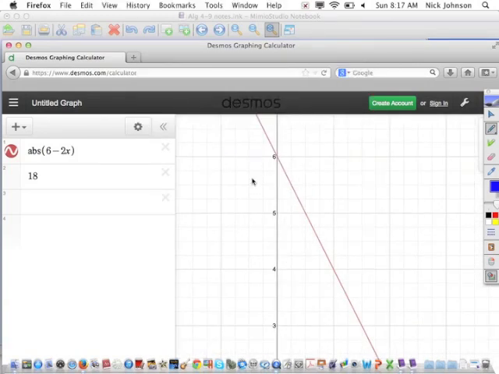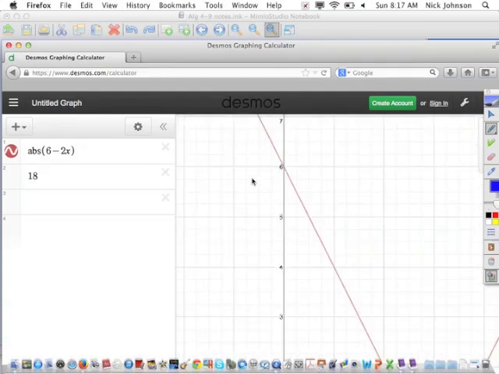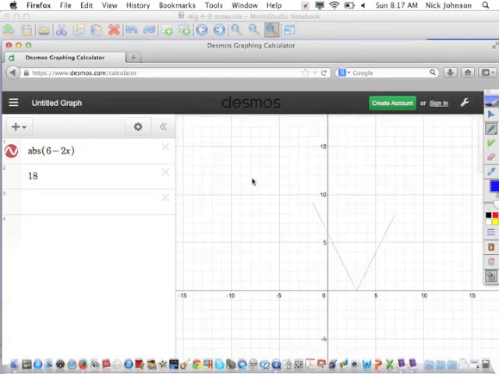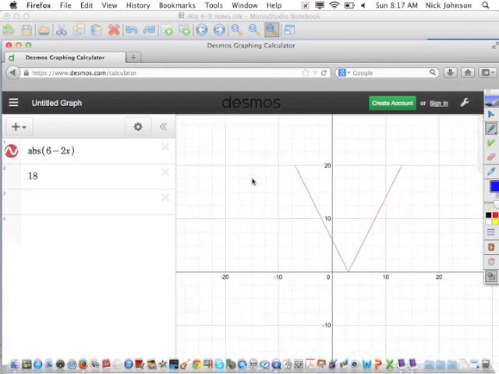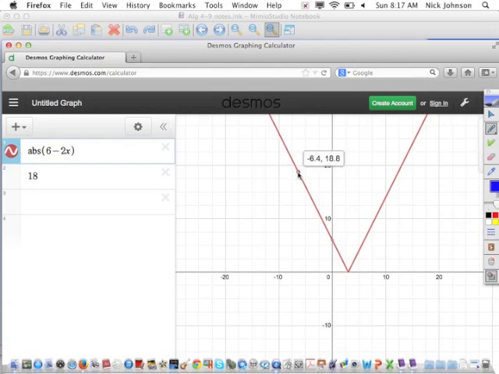I don't know why it keeps asking me that. Okay. But I should have a horizontal line right here at 18. I don't know why I don't have that. But I should have a horizontal line right here at 18 because that's what this should be graphing.